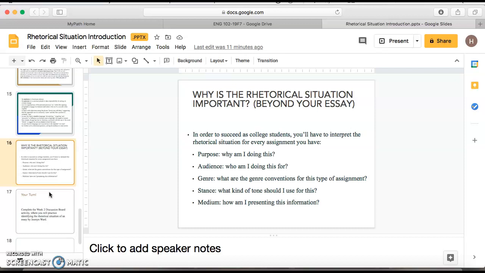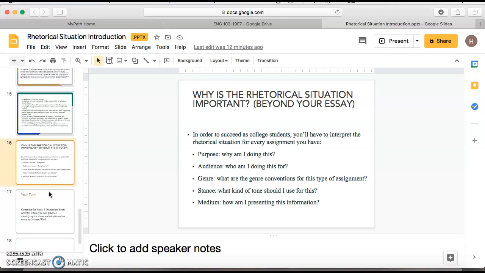Stance. What kind of tone should I use for this? In all the essays for this class, you're using an academic tone. But in other classes, they might not ask you to use an academic tone, or they might ask you to write in a creative writing class. Obviously, you're going to use a very informal tone most of the time, where you're just kind of being maybe more emotional or using I, all those sorts of things.